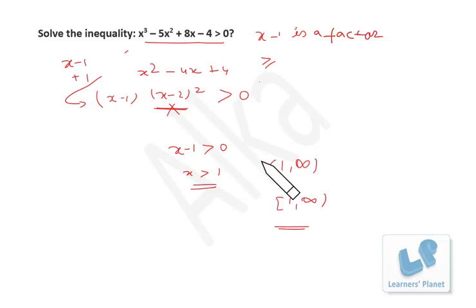Okay, now the next question which can be asked is, what is the smallest integral value of x for which this expression is greater than 0? So the smallest integral value will be 2, because 1 is not included. If it is greater than or equal to 0, then the answer would be 1. So the question can be asked in any manner. If you are able to solve this inequality, you can answer all the questions very easily, right?